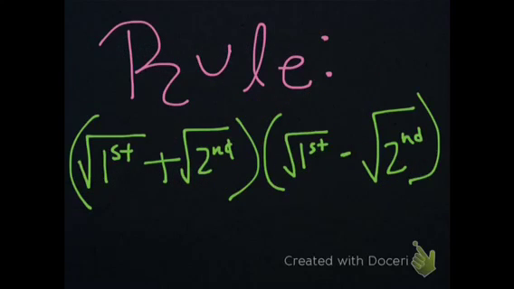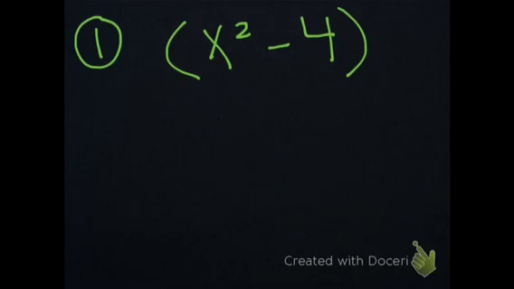A simple rule for the difference of squares is that you are going to take the square root of the first term plus the square root of the second term, and then you multiply that by the square root of the first term, subtract the square root of the second term. So for this problem, you'll want to recognize that x squared and 4 can be square rooted. We see that x times x will get us x squared, and 2 times 2 will get us 4.